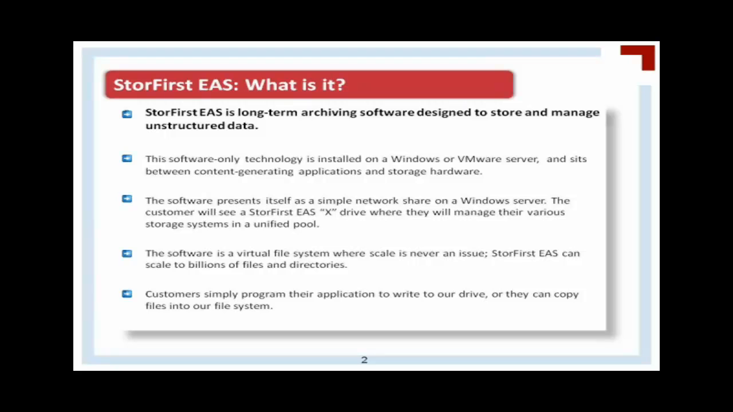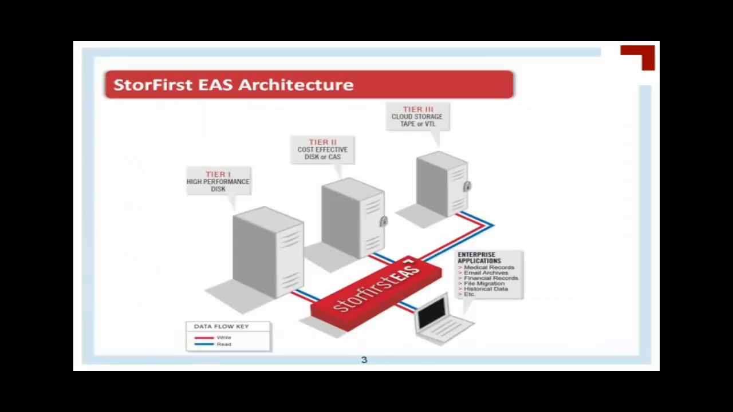The product presents itself as a share on the network, a StorFirst EAS X drive. To archive data, customers can program their application to write data to the share, or customers can simply copy files to our share. As data is written to the StorFirst EAS file system, it will send a copy of each file to each tier configured within the archive.